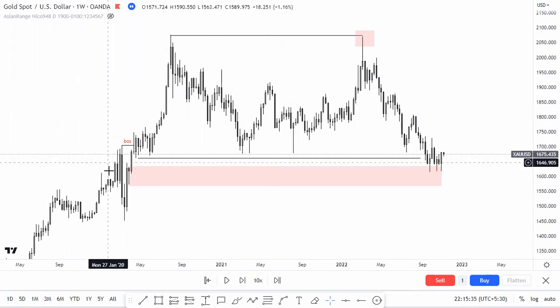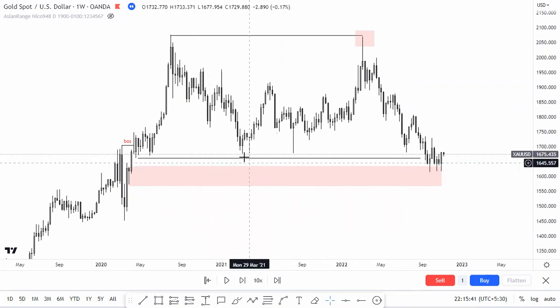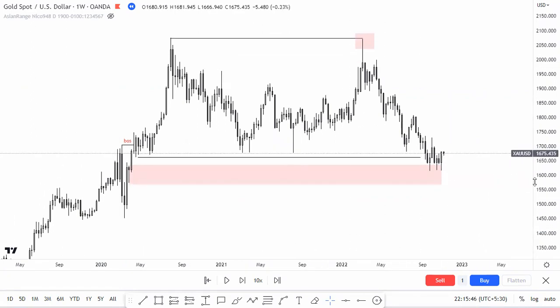So this area, look at this: 1, 2, 3, 4, 5, 6. This many stop losses. So this is a liquidity pool. Simply, this is a lot of stop losses. So we are looking for buys from here, right?